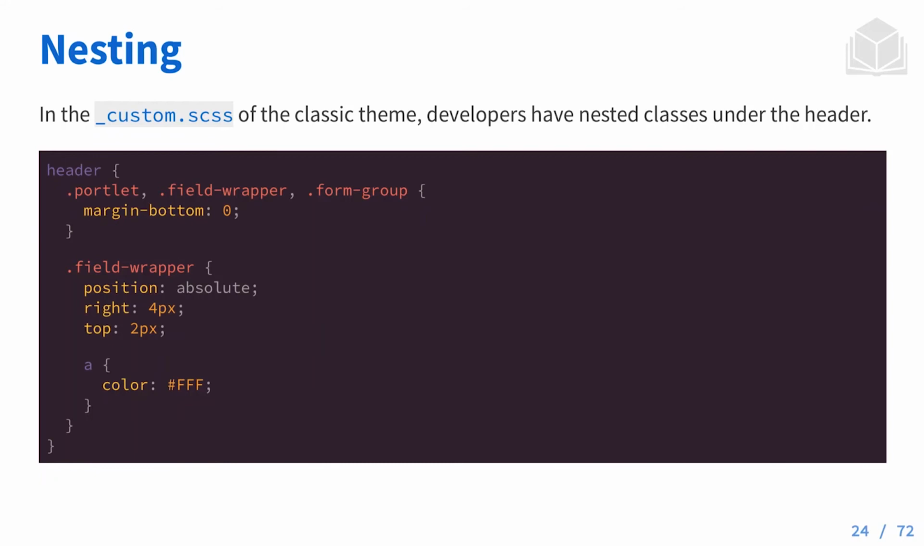Now in the classic theme, that is the theme that shows up in Liferay when you start up for the first time, we have an example of nesting in the custom.scss, where we just simply have the header, and then we have some classes that are nested under there, including the anchor tag as well, with their CSS styling. Again, what this does is it helps us to reflect our actual HTML structure, or FreeMarker structure as the case may be. And it also allows us to cut back code and make it more efficient.